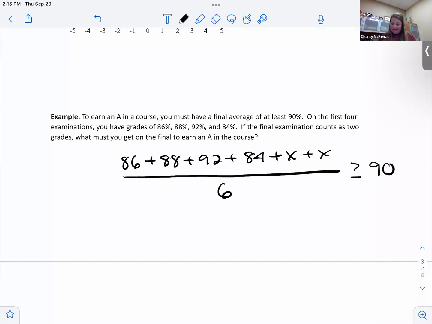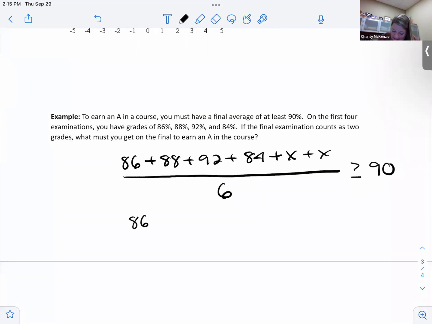So let's solve this. First of all, if I'm dividing everything by 6, how can I get rid of the 6 right away? Because it's under everything, not just under one number. I can times it over. So I'm going to start with 6 times 90. I'm cheating because I don't know 90 times 6, well, I know about what it is. So it's 540.